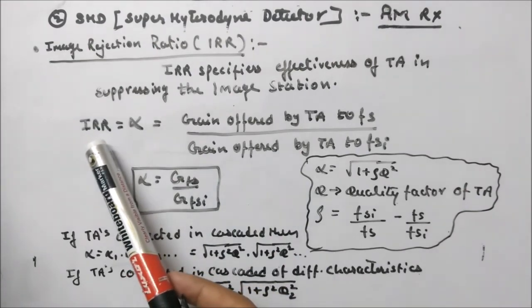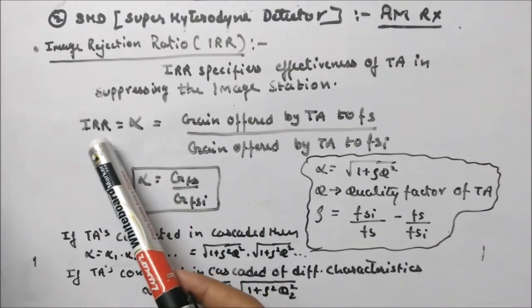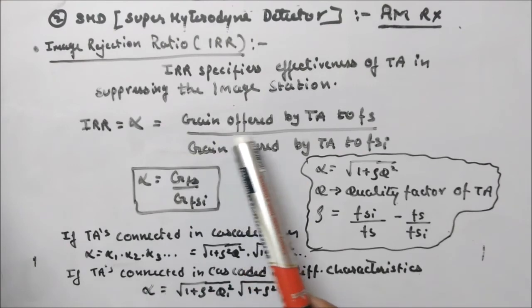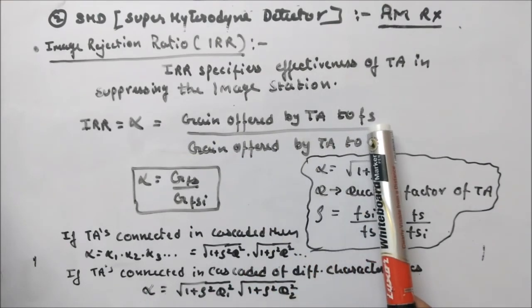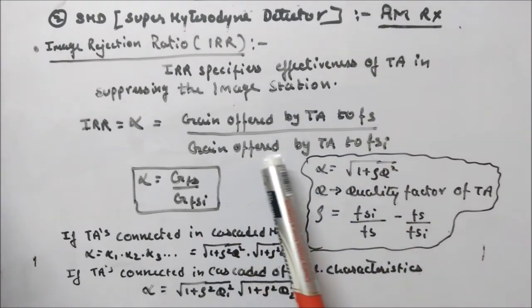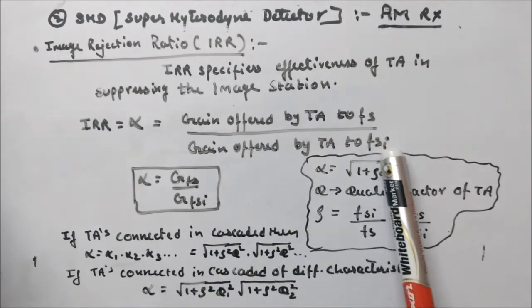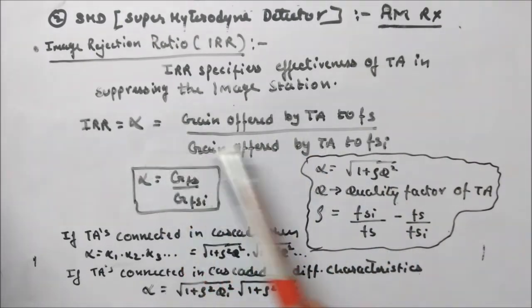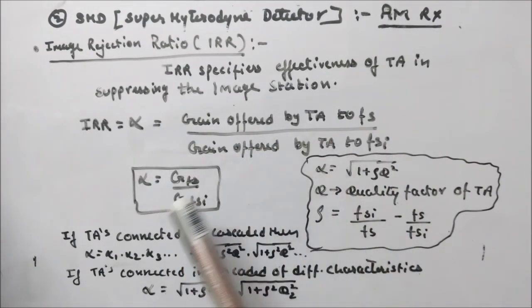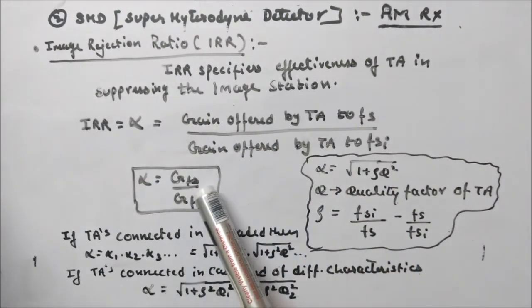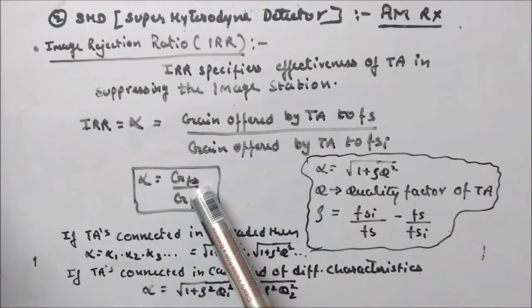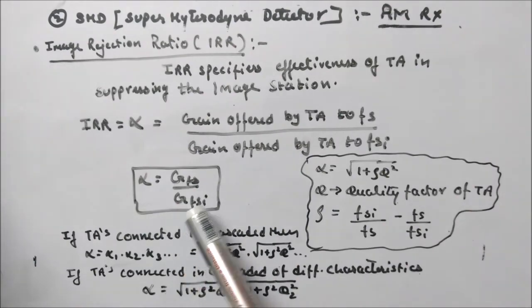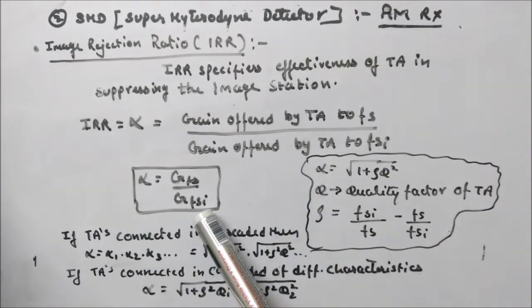It is represented by alpha IRR, and it is defined as the gain offered by the tuned amplifier to frequency Fs divided by the gain offered by the tuned amplifier to FSI. This is how it is defined. So alpha can be written as equal to G at Fs, which is the gain offered by TA to Fs, divided by the gain offered by TA to FSI. This is the definition.